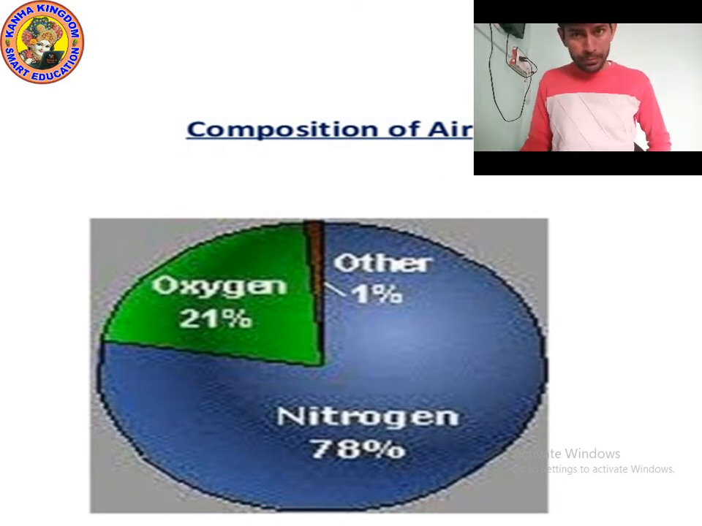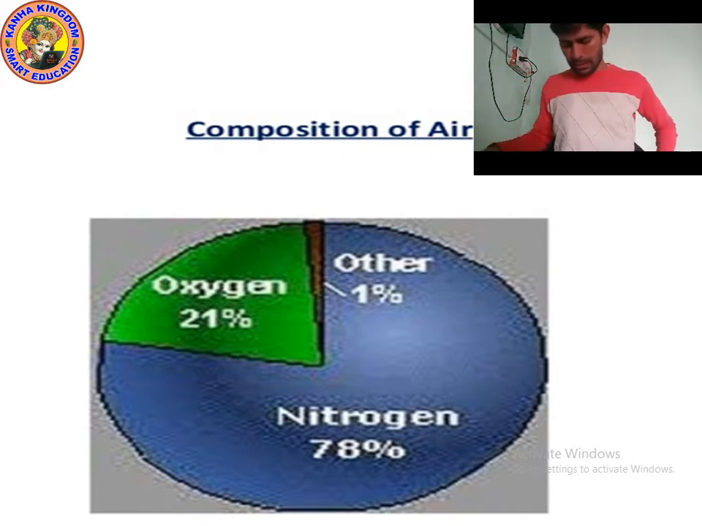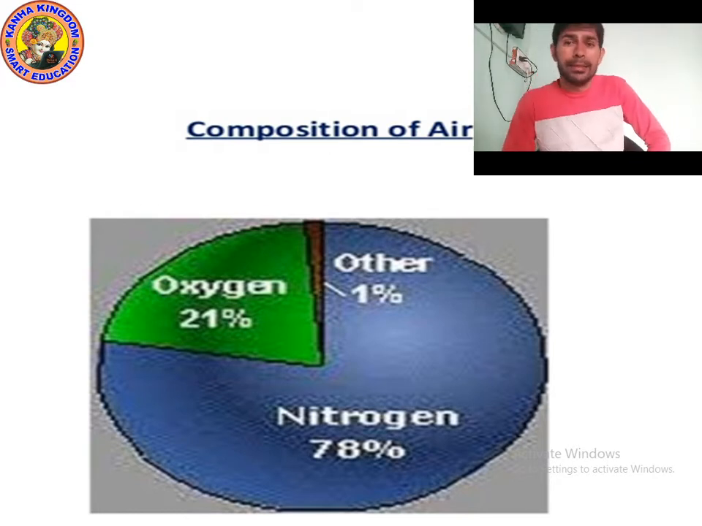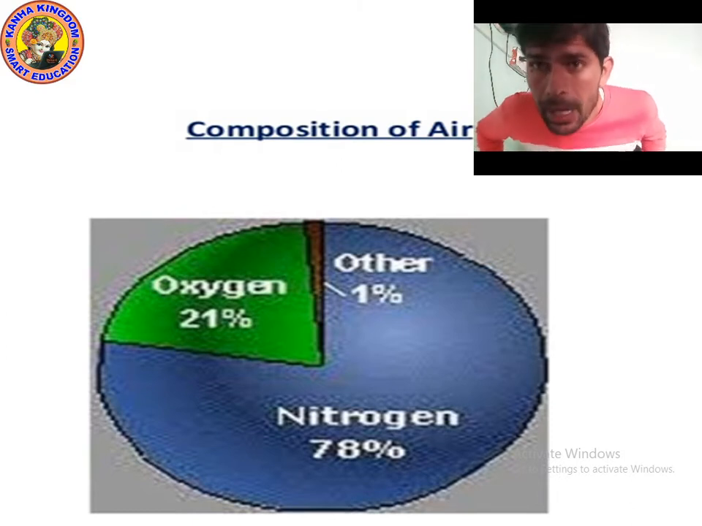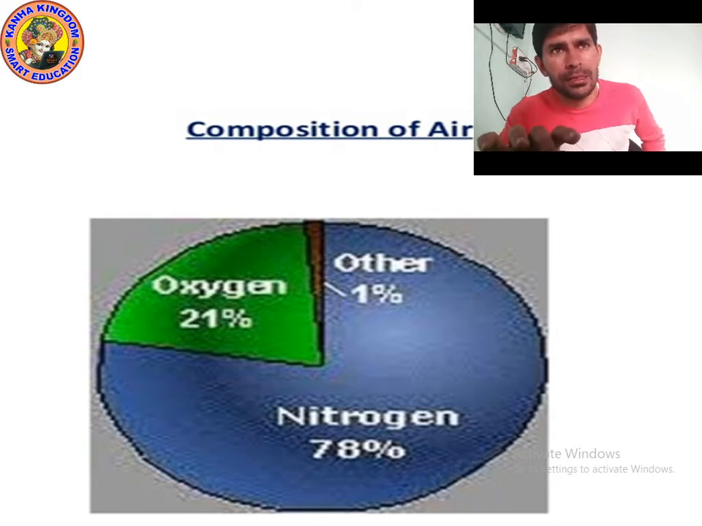Like carbon dioxide is 0.03%, and other gases like hydrogen, helium, argon, methane, and air also contains humidity. Means the amount of water vapour present in the air is called humidity. So these gases are present in the air, and we also studied about the properties of air.